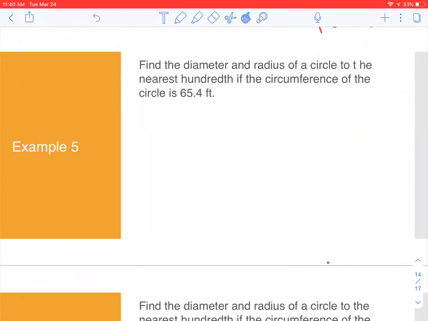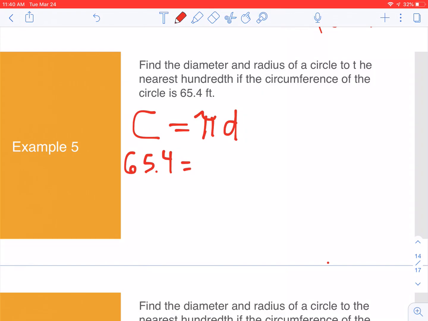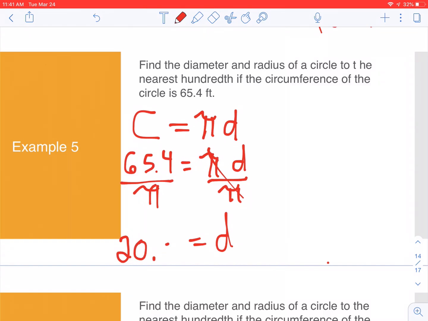Okay, now we got to do some algebra. Find the diameter and radius of a circle to the nearest hundredth if the circumference of the circle is 65.4. So I'm always going to write out my equation. We're always going to start with this equation. Okay, I'm going to plug in 65.4 for C equals pi d. Remember, pi is a number. So I'm going to divide both sides by pi. And in my calculator, those cancel as we know. I'm going to do 65.4 divided by pi, and I'm going to get 20.82 as my diameter.